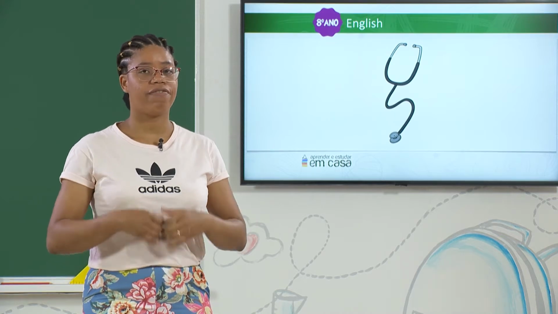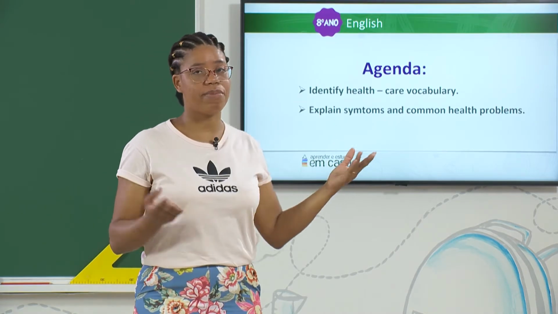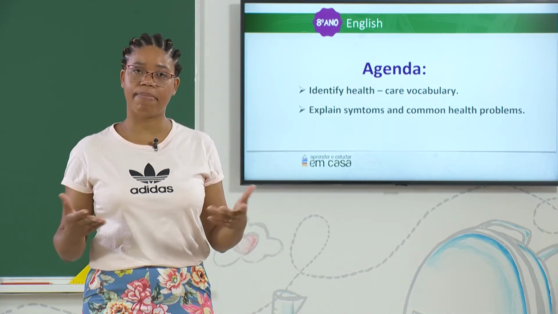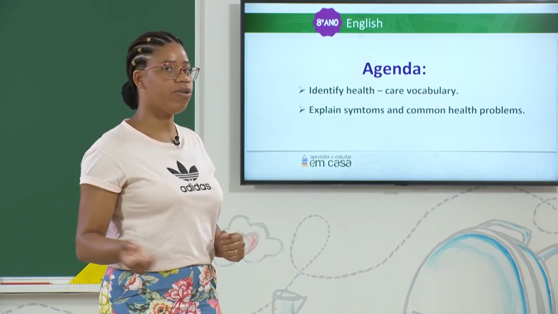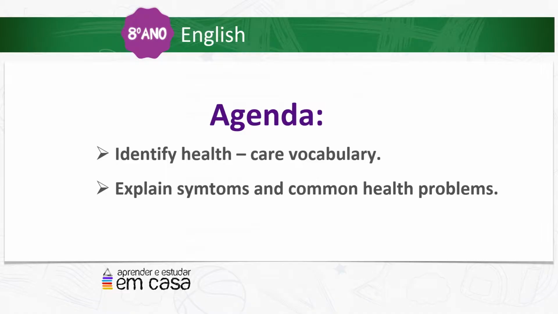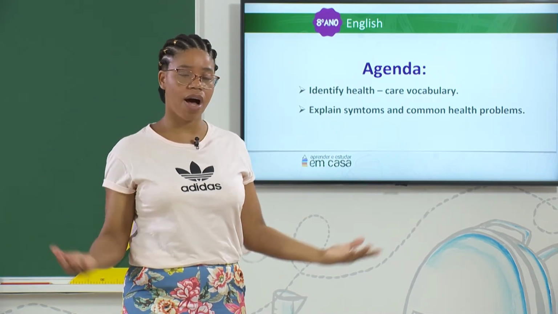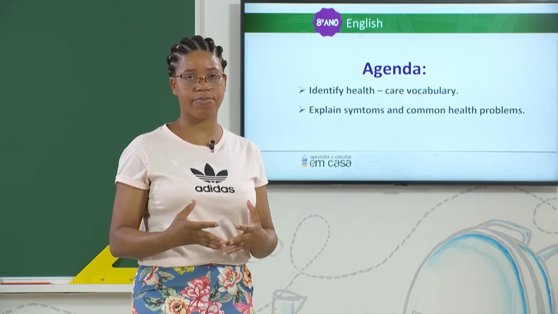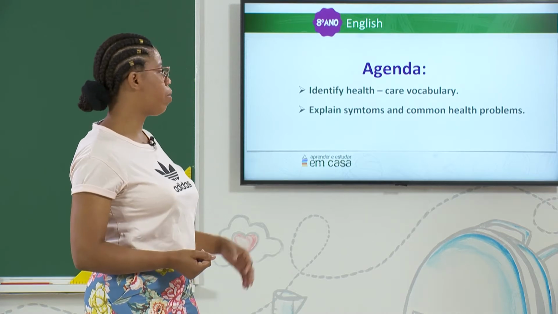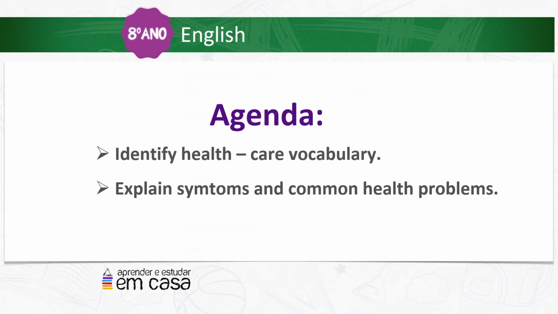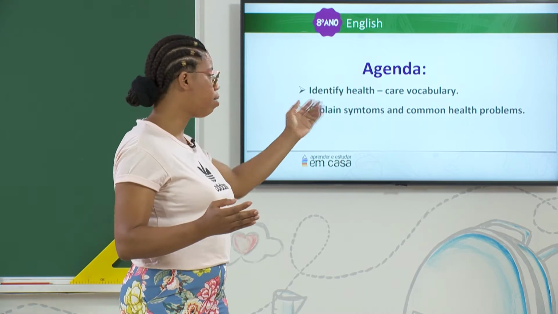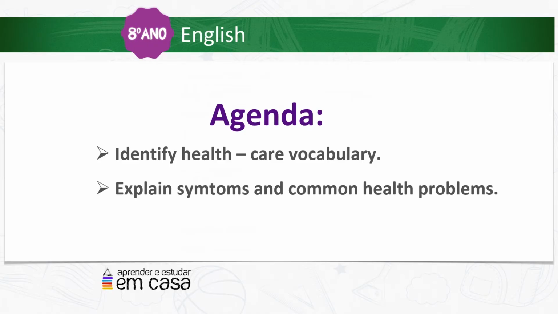Of course. So, if the doctor is the one that uses this object, it means that today our lesson is going to be about hospital. Let's look at our agenda on the board. Today we're going to learn and identify health vocabulary, the vocabulary related to hospital and health. And also, we are going to mention some types of disease and explain the symptoms. Disease or health problems. That's why our agenda is to explain symptoms and common health problems.